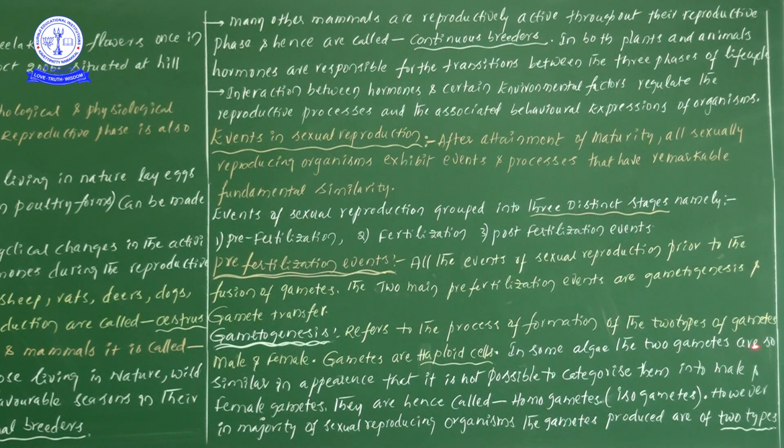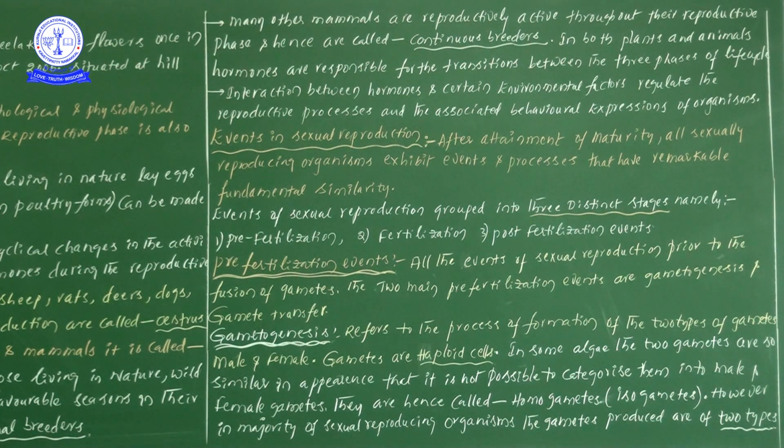Later, in some algae, these are the four lines, so concentrate a little. Now in some algal members, the two gametes are so similar in appearance that it is not possible to categorize them into male and female gametes. Did you understand? In some algal members, mostly Chlorophyceae members we can take, but here they have given only some algal members. What is the point we can understand? The two gametes are similar in appearance, morphologically.